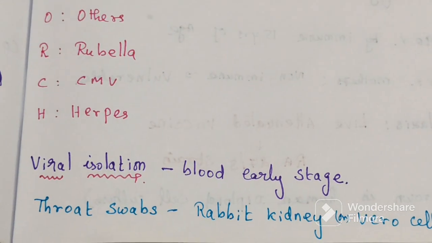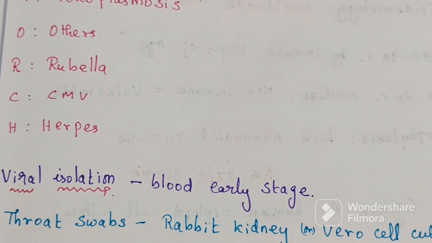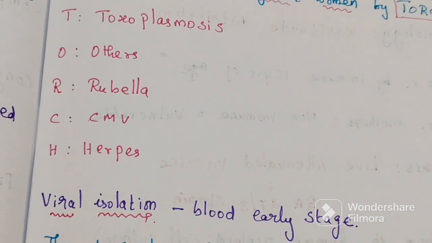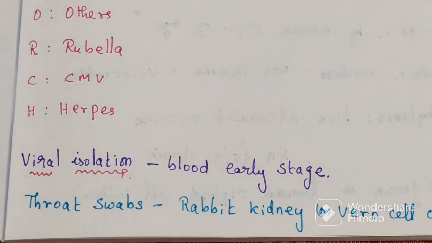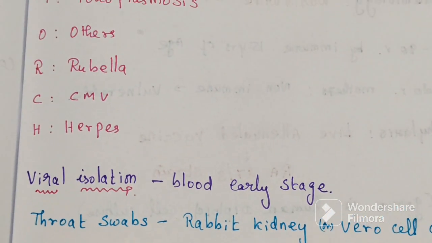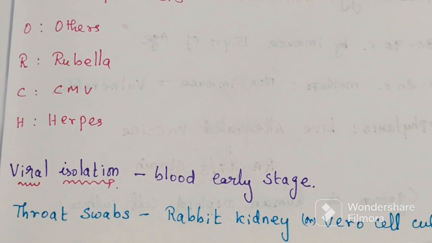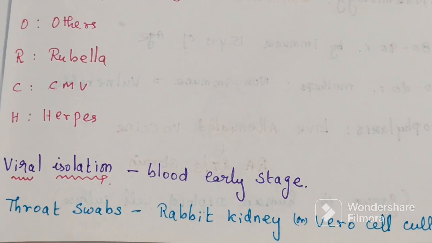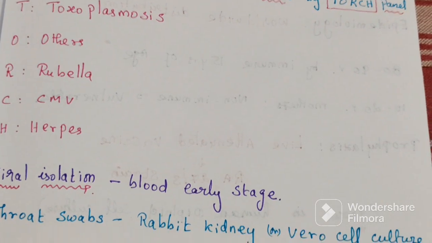Next, method of virus isolation. Isolation is performed from blood during the early stage, and from throat swab, using rabbit kidney or Vero cell culture.